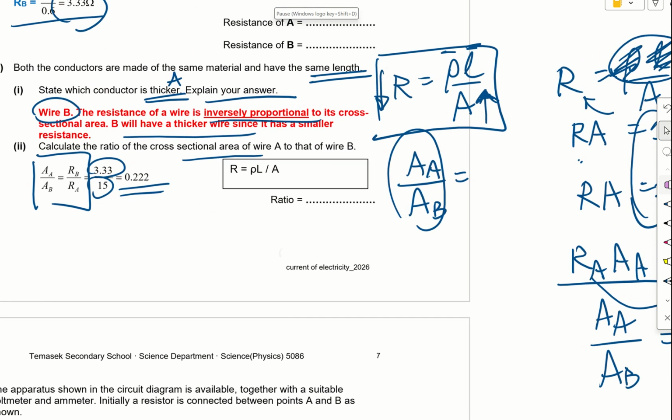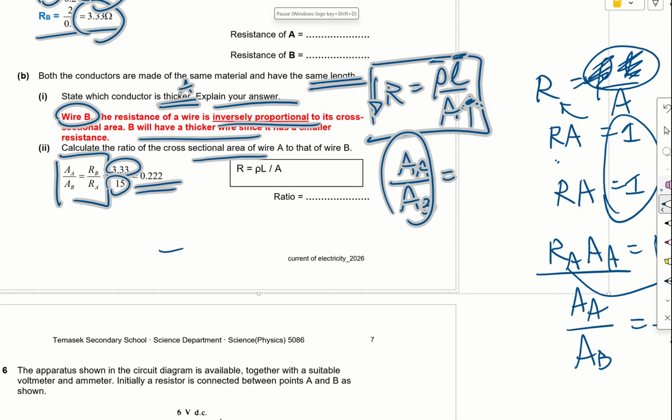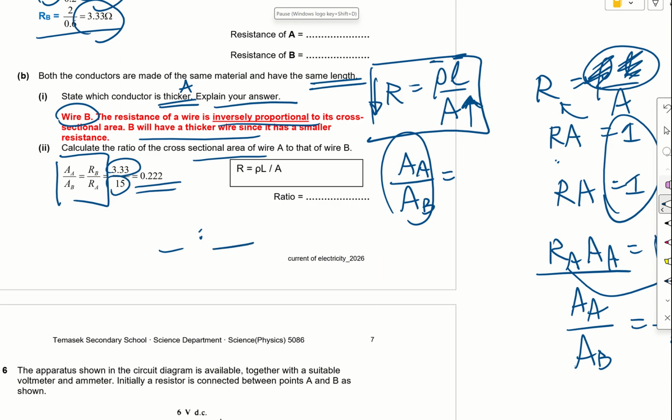So some of you may be wondering, how come I don't express it in the value of this is to this, like in your math? Okay, so in O-level physics, they always go for 3SF, even if they're asking for ratio.